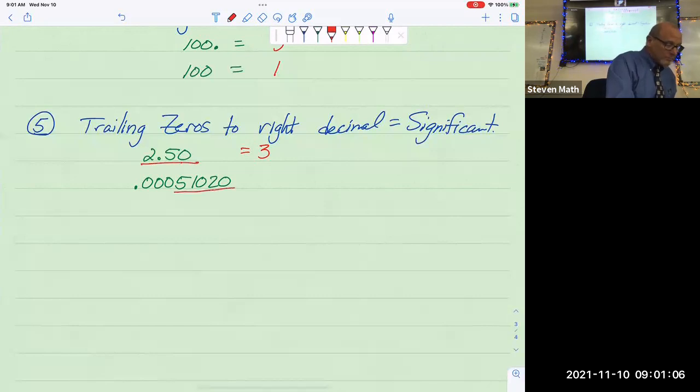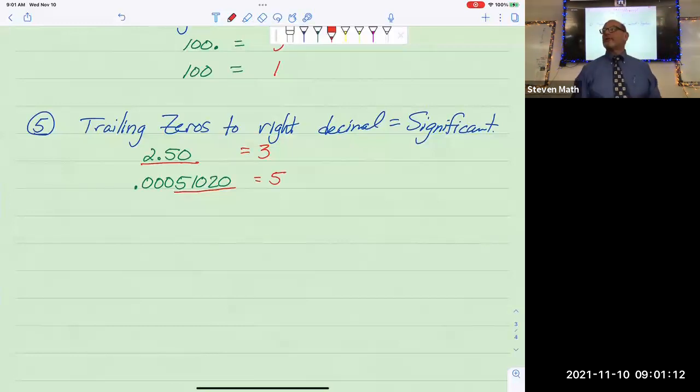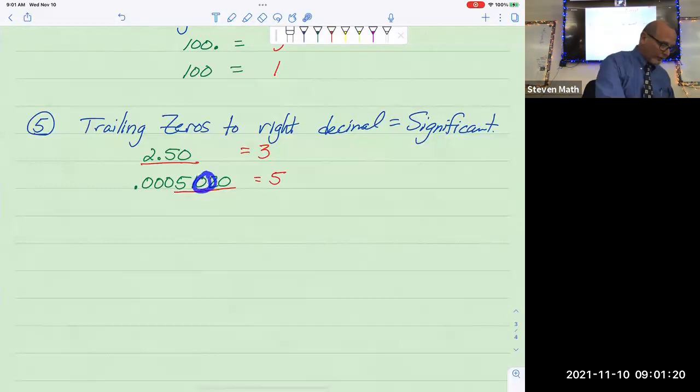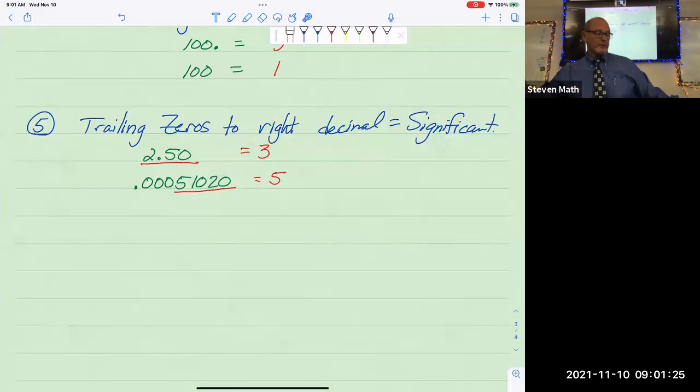In my bottom one, I got 5 sig figs. Those are all significant because the 5 is where we start. The 0 between the 1 and the 2 is sandwiched, and the 2 and the 0 are trailing to the right.